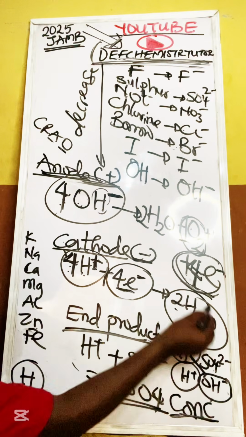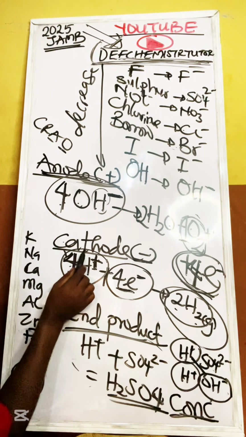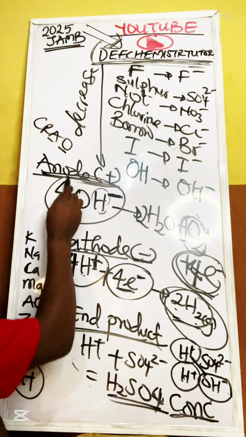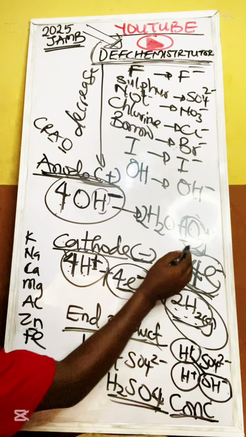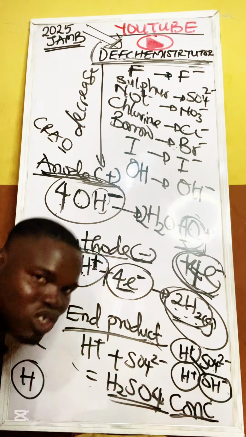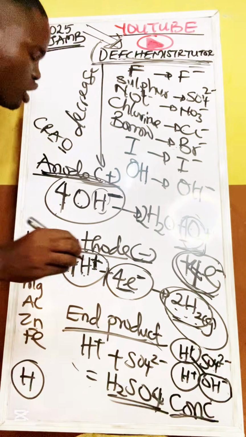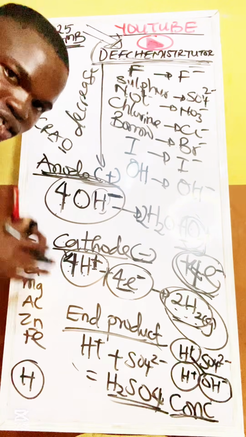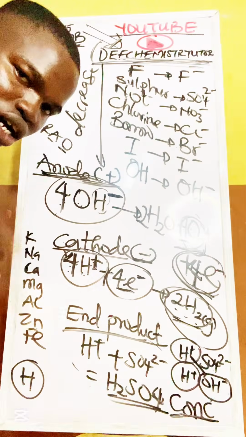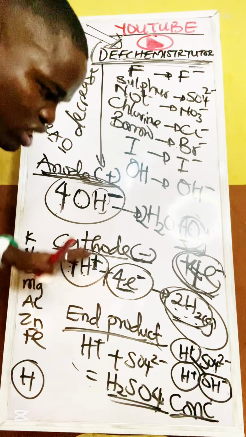So this is the end product. The product at the anode is oxygen gas. The product at the cathode is hydrogen gas. The product at the cathode is hydrogen, the anode is oxygen. So the question I've asked you, I've already said it before: what is the device used for this particular electrolysis? Just drop it in the comment section. I want to see those that really understand what I've been saying. So this is the first one that you must know.